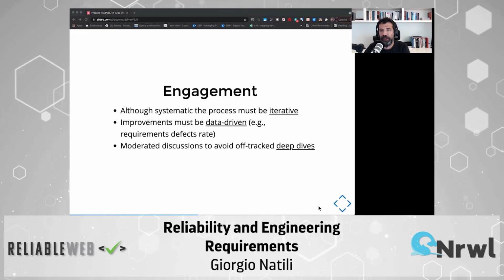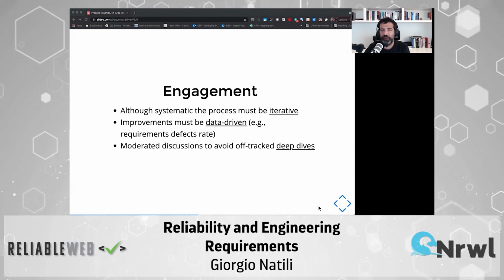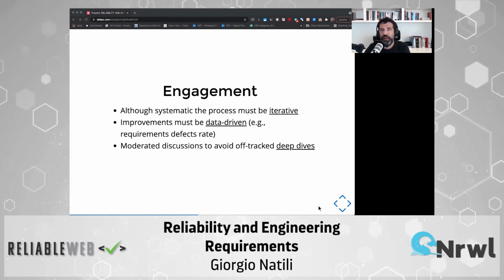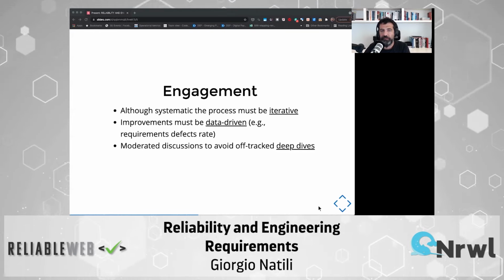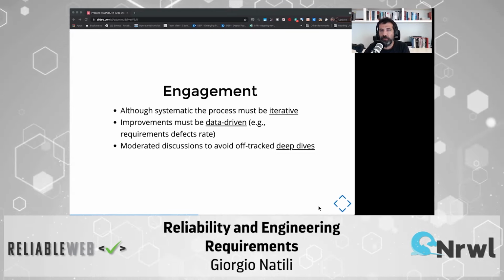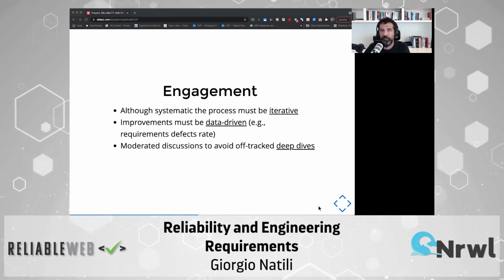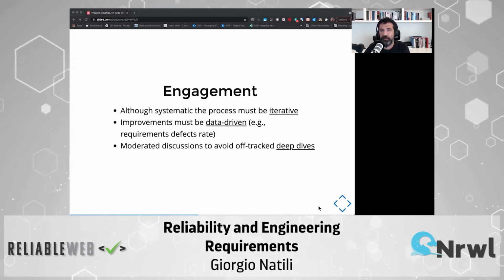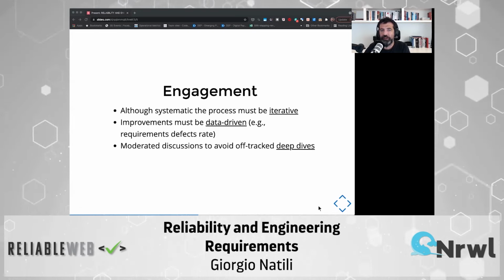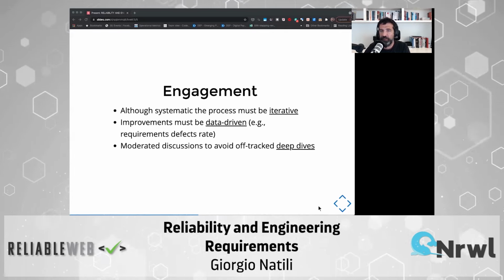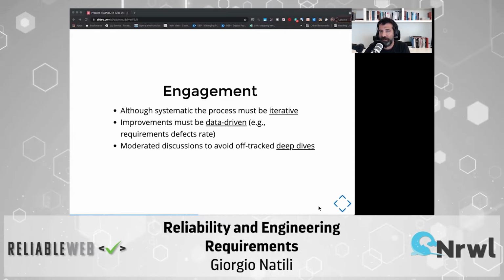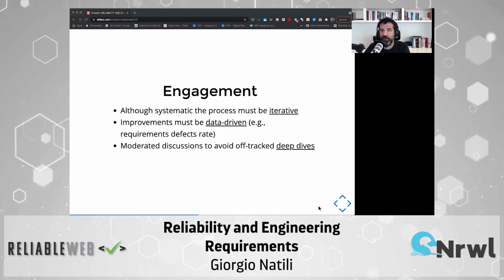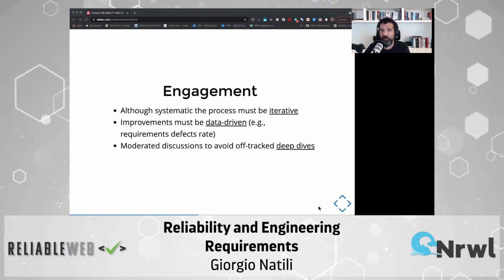To make the checklist extremely engaging, you should have a very iterative process. Any improvement that you, your partners, your engineers, or your team want to make should be data-driven. For instance, you can track the requirements defect rate and understand if your checklists are really mitigating the issue or not.